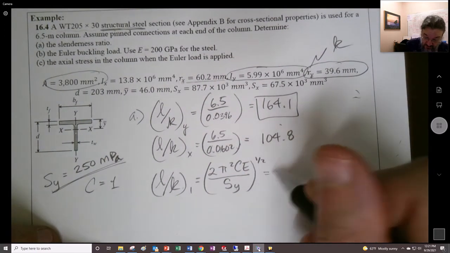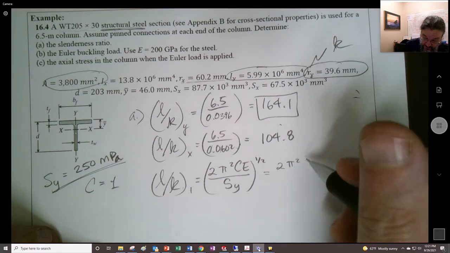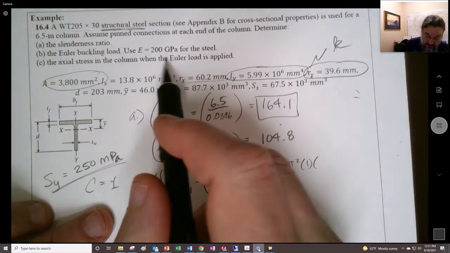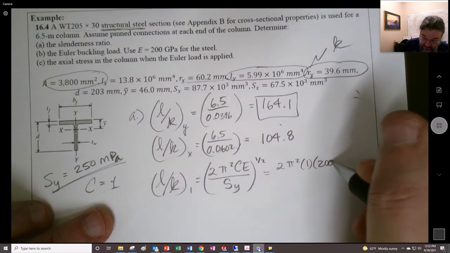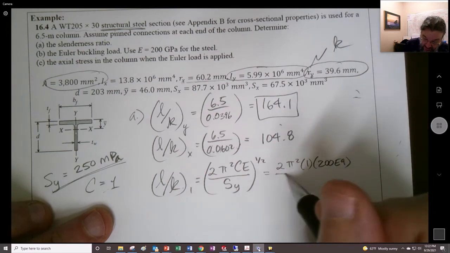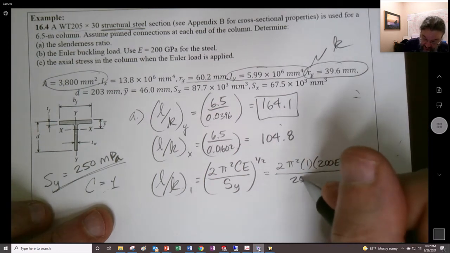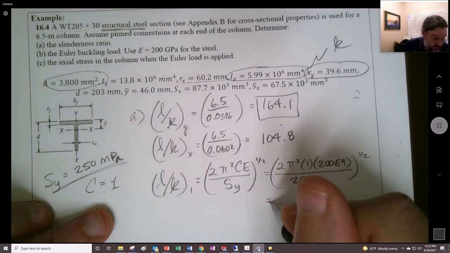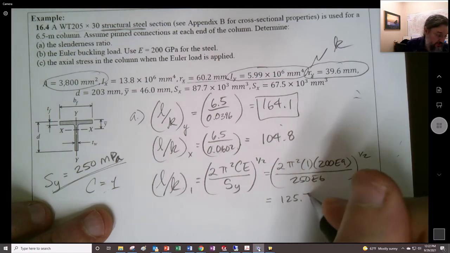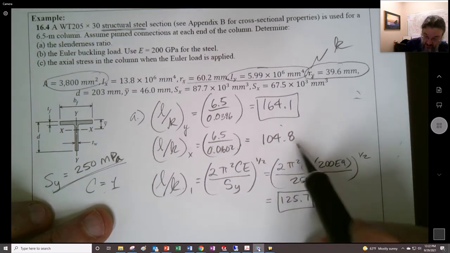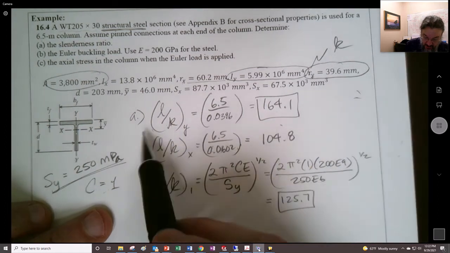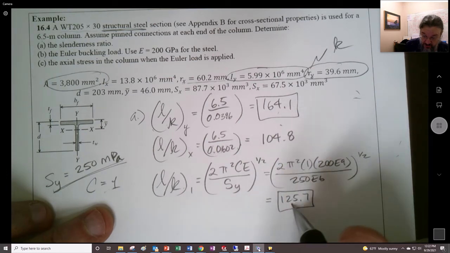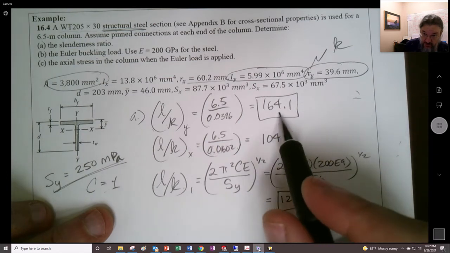So we take 2 times pi squared times 1, because that's the end conditions, times the elastic modulus, which they told us to use 200 gigapascals, so 200 E9, divided by 250 E6, and take the square root, and what we end up finding is 125.7. So this slenderness ratio about the y-axis, 164.1, is larger than this, which means it will buckle. Therefore, we should use Euler.